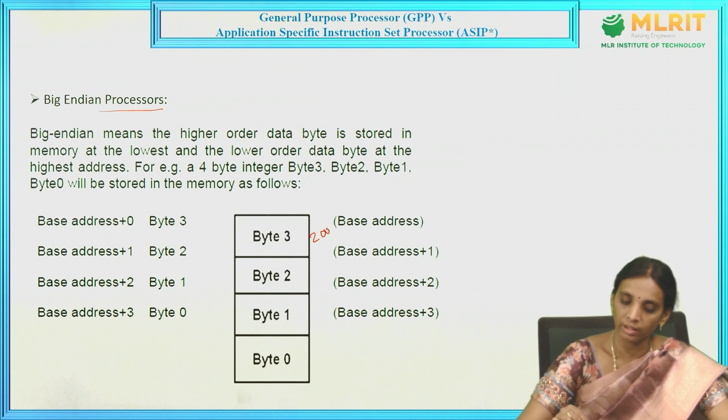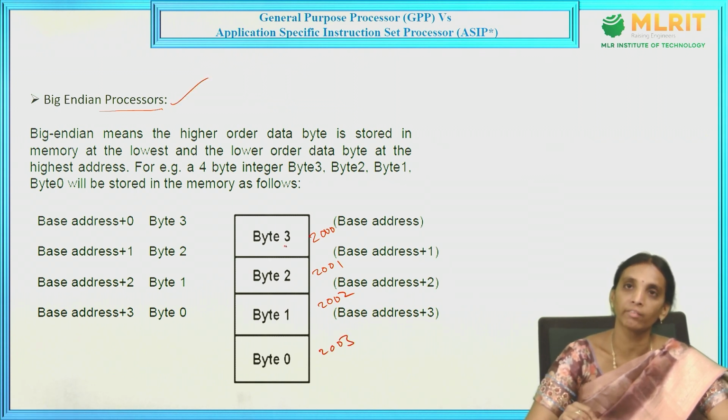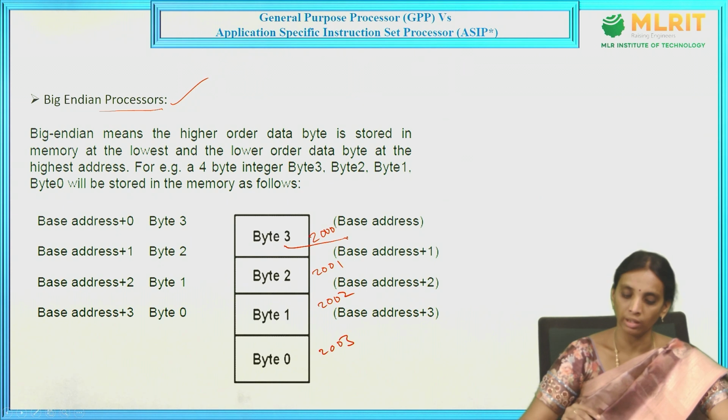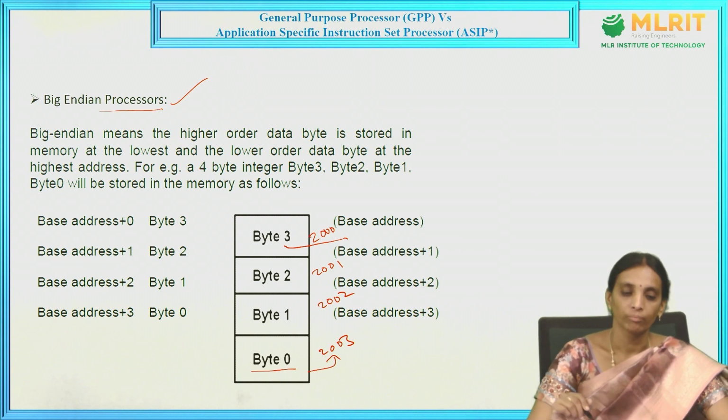So, same as in the previous way, here it is 2000, 2001, 2002, 2003. In big endian processors, the higher order data will be stored in the lowest memory location and the lower order data will be stored in the highest memory location. So this is the difference between big endian processors and little endian processors.